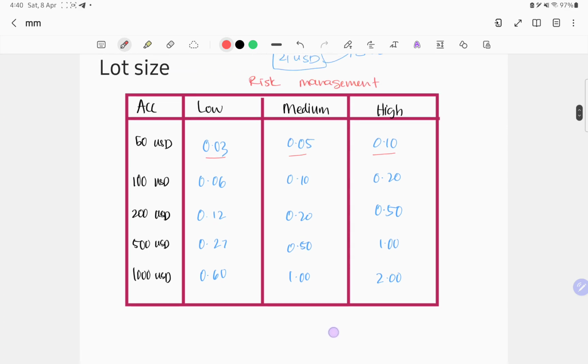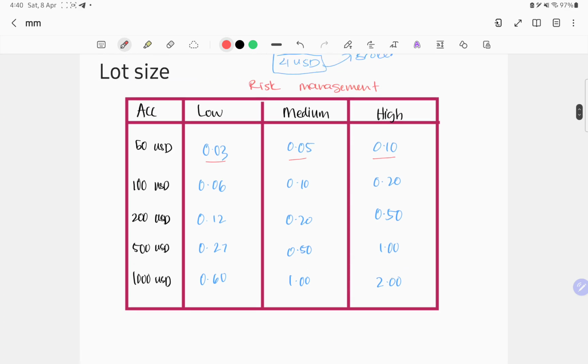This part you can take a screenshot of or just follow along. If you have a 1000 USD account, which is a large account, for low risk the maximum you can put is around 0.60, then medium risk 1.0, and high risk is 2.0. Don't go more than that, or it will be very hard to trade. If it is not a sharp entry, you might face the consequences of having a huge amount of losses.